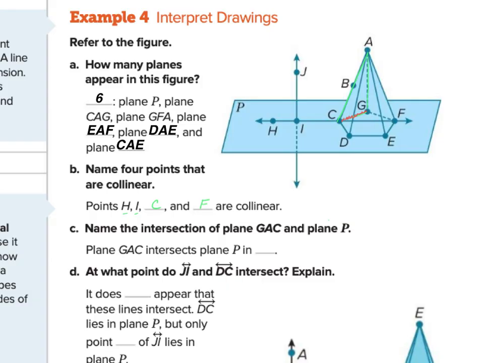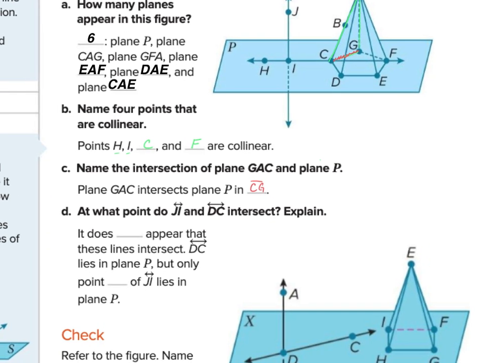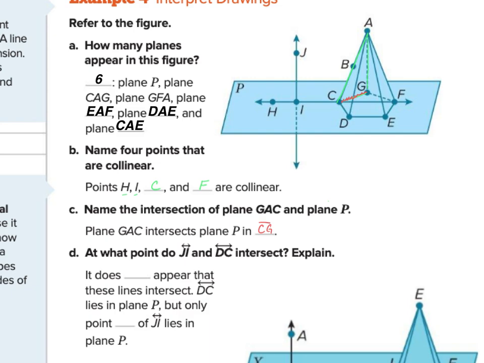So plane GAC intersects plane P in, well, let's just go with CG, right? It's intersecting on that. It's in the form of a line. And then at what point do JI and DC intersect? Let's see here. JI and DC. They do not intersect, right?